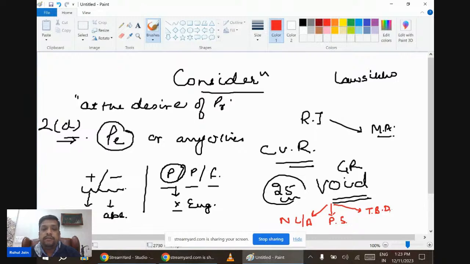It cannot be said void due to lack of consideration. Three points to remember. Number one, the relationship between the parties was such that the promise was made out of natural love and affection, in writing and registered. In writing and registered, then it will fall in the exception of Section 25.